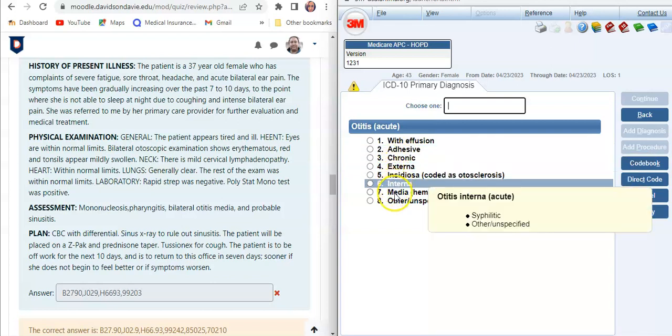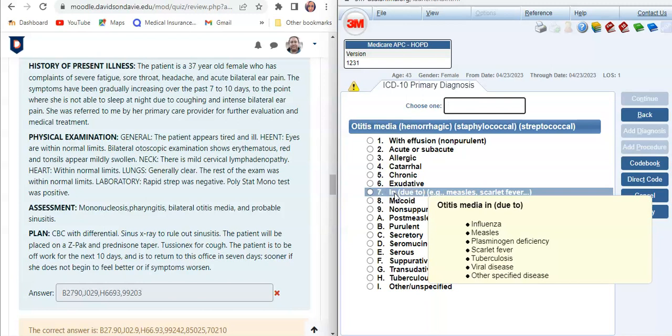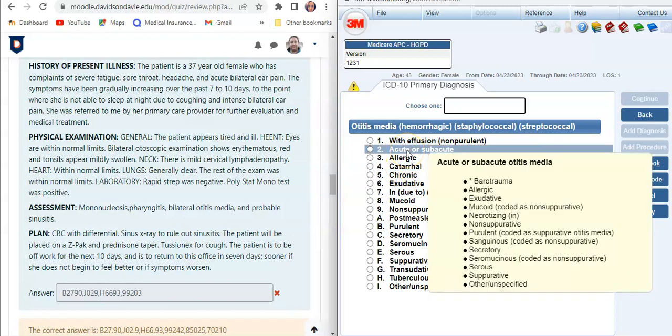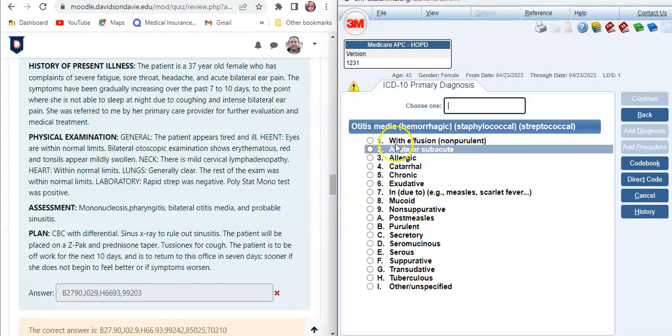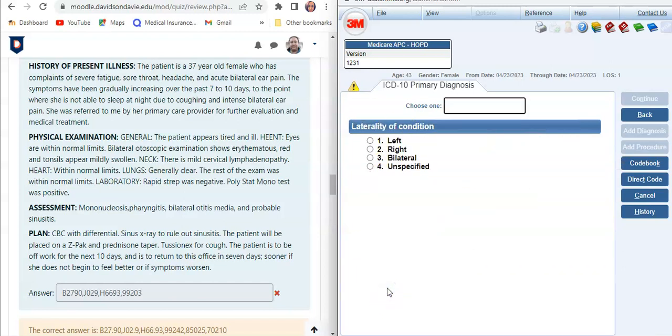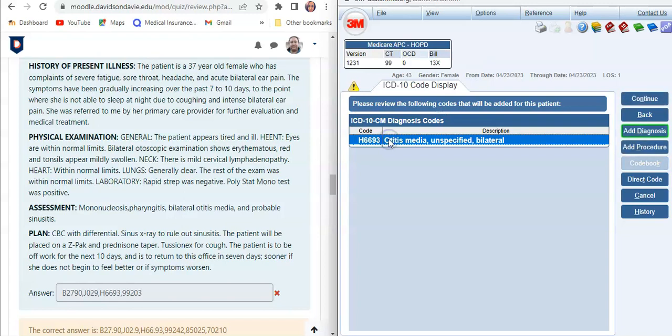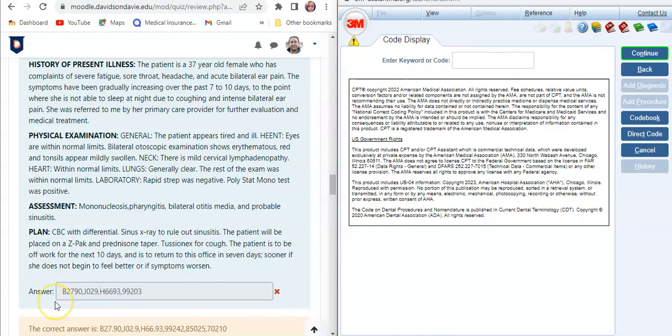And media. Well, we already did. Oh, nope, nothing. That's unspecified. It is bilateral. And that should be it. Those are procedures. Okay. So the next one is H66.93. The next one, we're going to do the EM code.